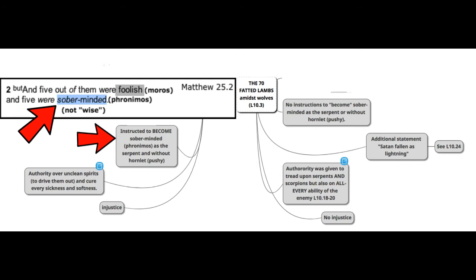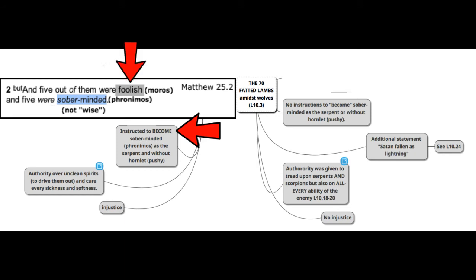Sober-mindedness is not. The virgins possess little flasks of oil, where there is a treasure to be desired, and oil in the home of the wise, the home being the home and the land, not a little flask. Proverbs 21:20. And if someone is instructed to become something, that means they have not already attained to such. So, according to the parable of the sheep, they are instructed to become sober-minded because they are foolish. And the word hornlet simply means pushy, unpleasantly self-assertive.